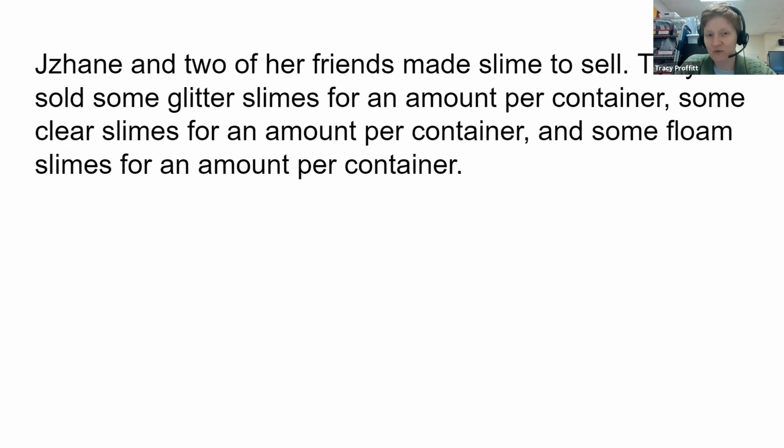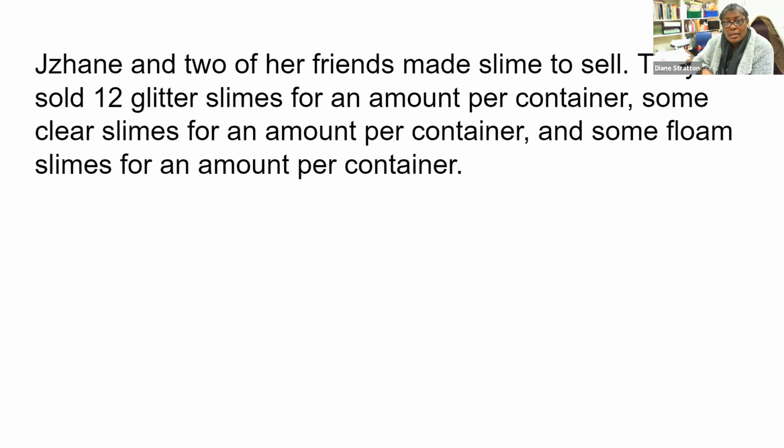All right, so let's click on the next slide and see what we learn more about this story. When we do a problem like this, we learn a little bit more each time. Okay, so now it says Janae and two of her friends made slime to sell. They sold 12 glitter slimes for an amount per container, some clear slimes for an amount per container, and some foam slimes for an amount per container. So, what's the new information that we have now? For me, I picked up that it was Janae and two friends. There were 12 glitter slimes, and then the other two, I don't think that I saw an amount. Yeah, exactly right. We don't know yet.